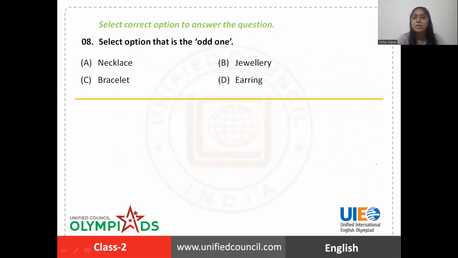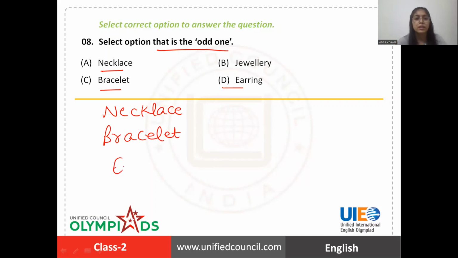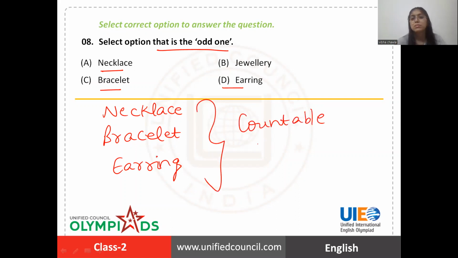Now in the next question, question number 8, you have to select the option which is the odd one. Necklace, jewelry, bracelet or earring. Necklace, bracelet, earring. If I talk about these three, which are necklace, bracelet and earring, all these nouns are countable. This is a countable noun. This is also countable. And this is also countable.